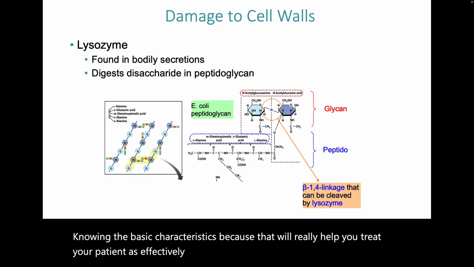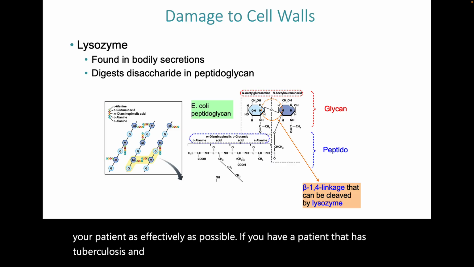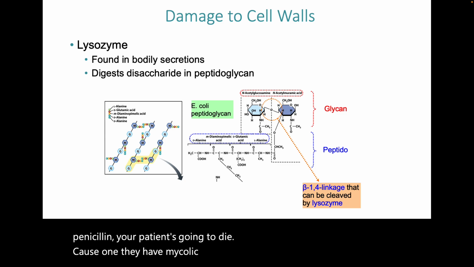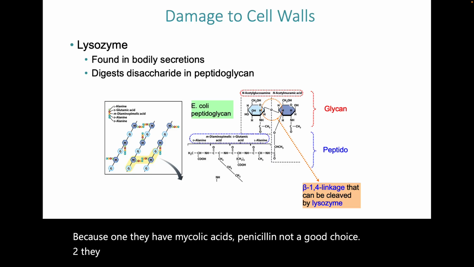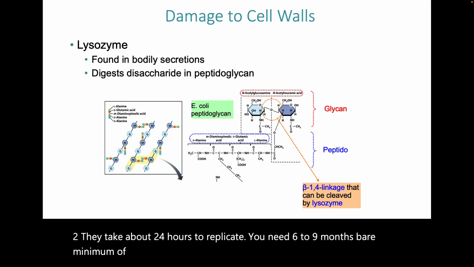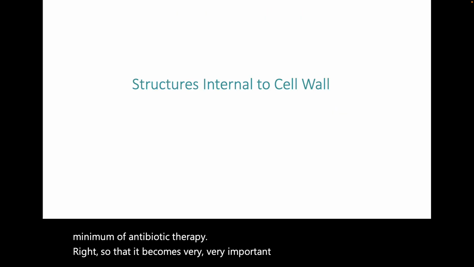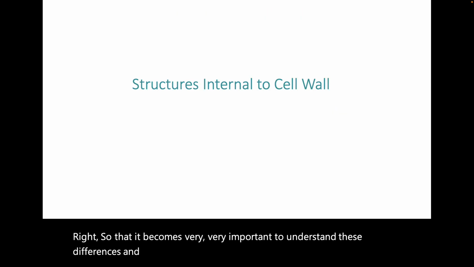If you have a patient that has tuberculosis and you're like, I'm going to give you a 14-day course of penicillin, your patient's going to die. Well, because one, they have the mycolic acids. Penicillin, not a good choice. Two, they take about 24 hours to replicate. You need 6 to 9 months bare minimum of antibiotic therapy. Right? So it becomes very, very important to understand these differences and to think a lot about them in those contexts, for those of you interested in clinical medicine.